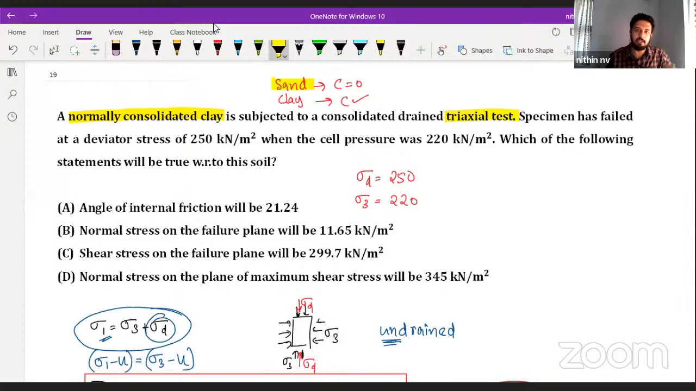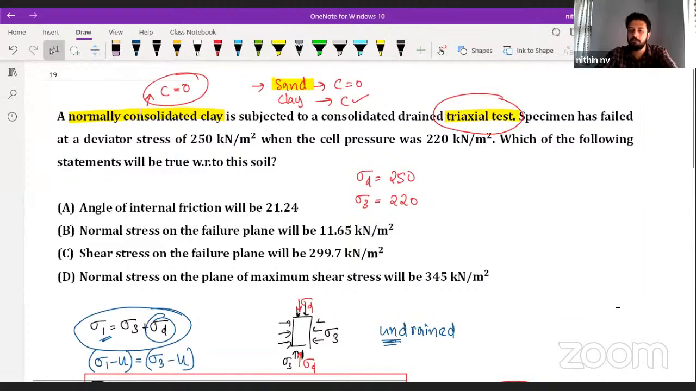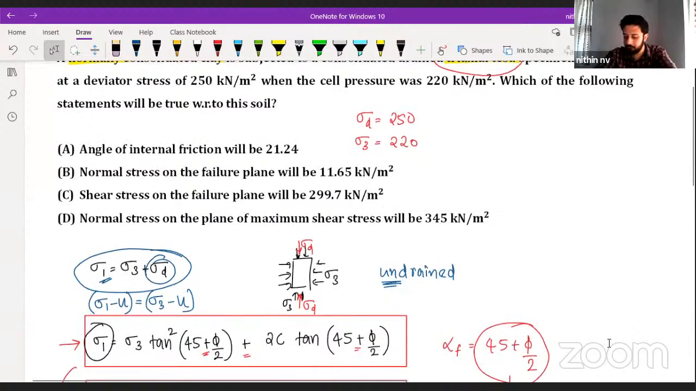It's not a sand, it has cohesion actually, but in a triaxial test a normally consolidated clay will act like a sand. So for a normally consolidated clay, we'll take C equal to 0. Clear? That is very, very important. If it was an over consolidated clay, then we also have to take C, and they have to give it.